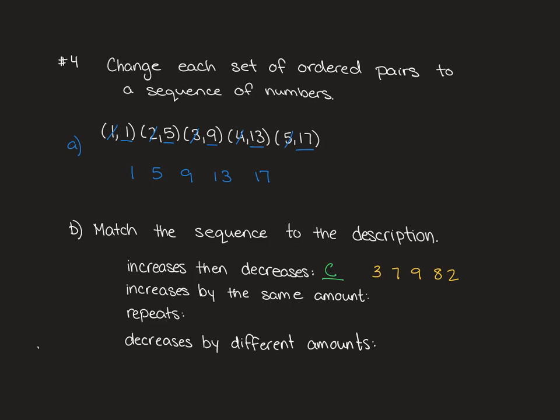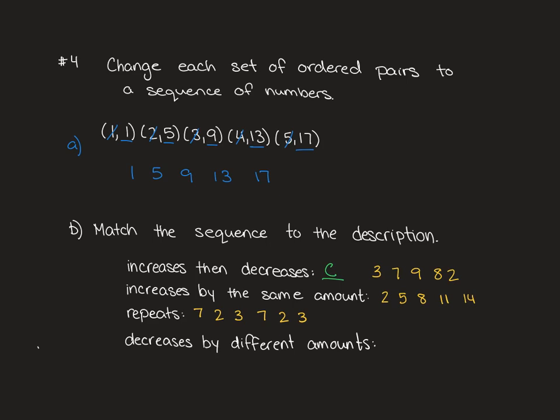That would be going up and then down, increasing then decreasing. Increasing by the same amount would be you start at one number and then you go up by the same amount each time. So if I always went up by 3, then I'd go 5, 8, 11, 14. A repeating one has a sequence of numbers that repeats. So if I went 7, 2, 3, and then I repeated those numbers, 7, 2, 3, that would be a repeating sequence.